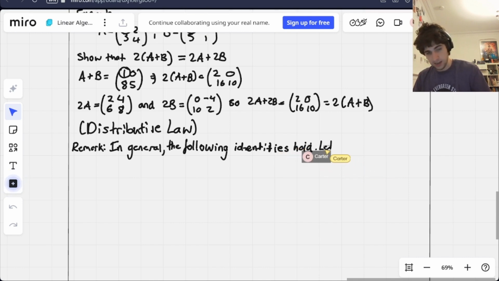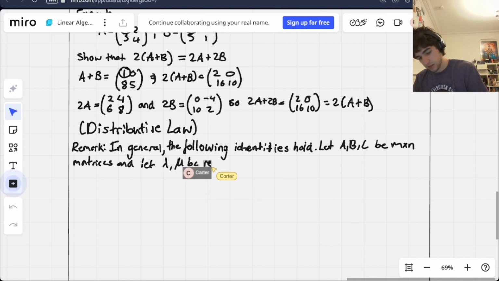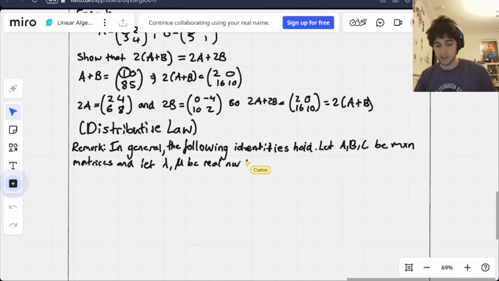So I'm first going to say let A, B, and C all be n by n matrices, and let lambda and mu be some real numbers, which is why I said a real vector space. So there's a hint, because we're dealing with lambda and mu being real numbers. So that concept of real numbers is coming into things here. And so we have these rules.